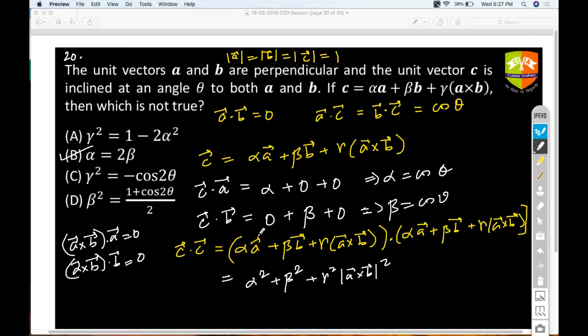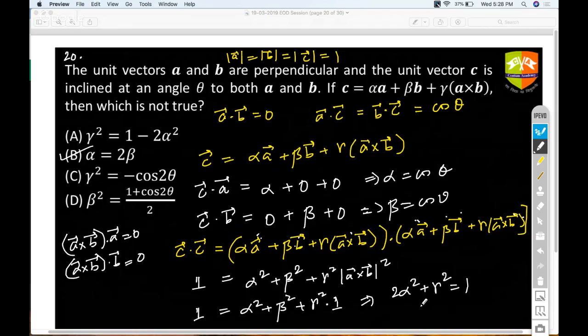Rest, this into B will give you 0, this into this will give you 0, B into A would give you 0, and this into this will give you 0. Similarly, this into this and this into this will give you 0 again. So this is the only term that I would get. And mod C square is going to be 1. So 1 is going to be alpha square plus beta square plus gamma square. And this is also going to be 1. Correct? Now since alpha is equal to beta, 2 alpha square plus gamma square is going to be 1.